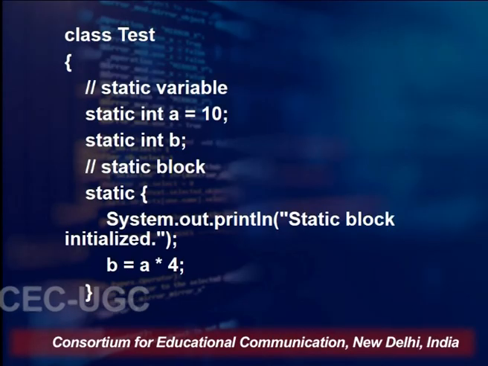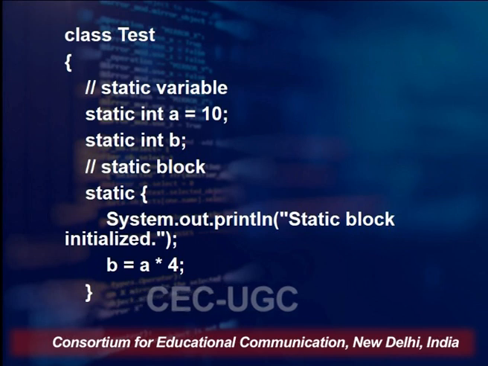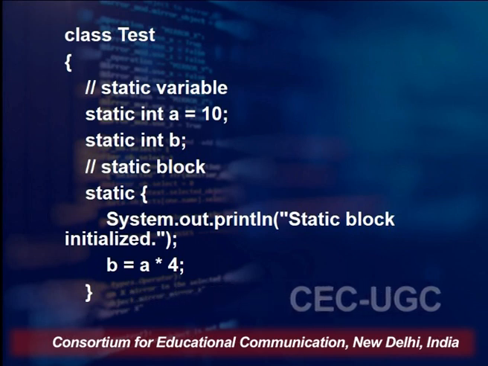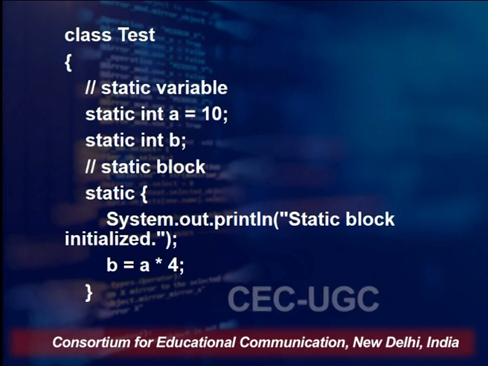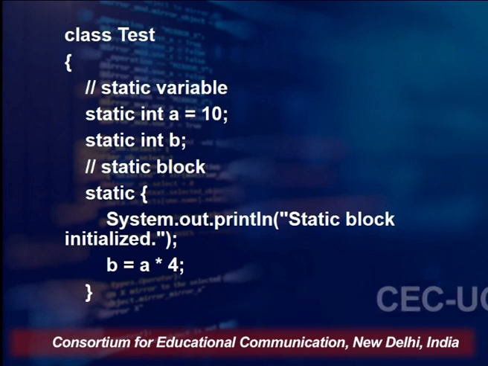So how is it going to happen? Let us see this with the help of an example. Again, we have a class test in which we have two static variables. One static variable is integer a, declared and initialized as 10, and another one is the integer b, which we have not initialized, we have just declared it.